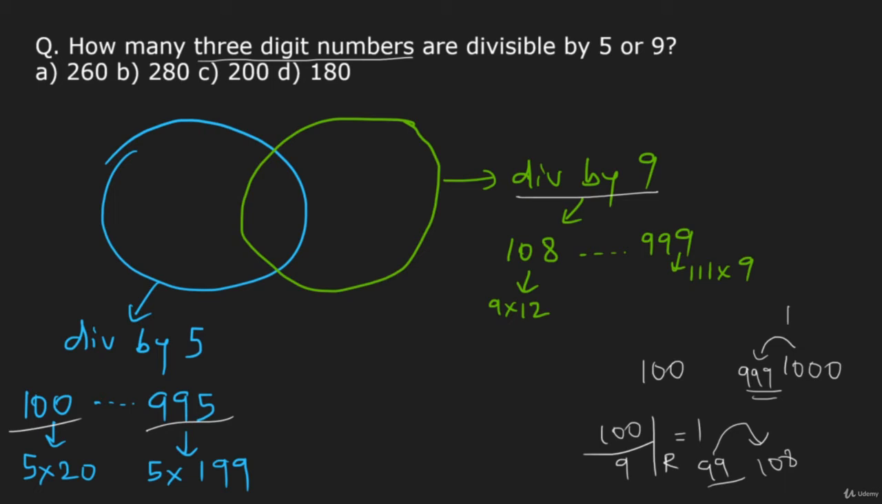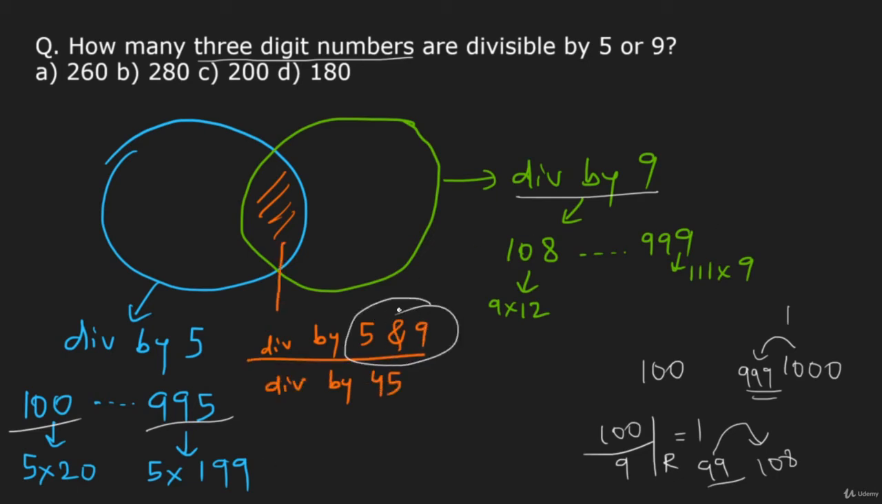Alright, now this section over here, the intersection area, is divisible by 5 and 9, right? Now you can see that 5 and 9 are co-primes, because there is no common factor among 5 and 9. Therefore I can say that this area is numbers that are divisible by 45. 5 into 9 is 45. We have seen the reverse of it.